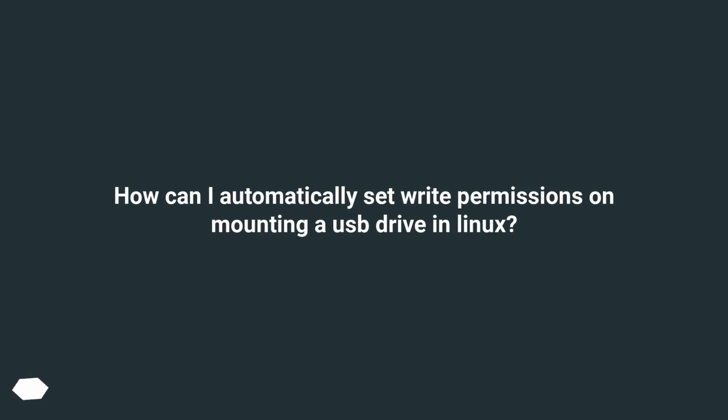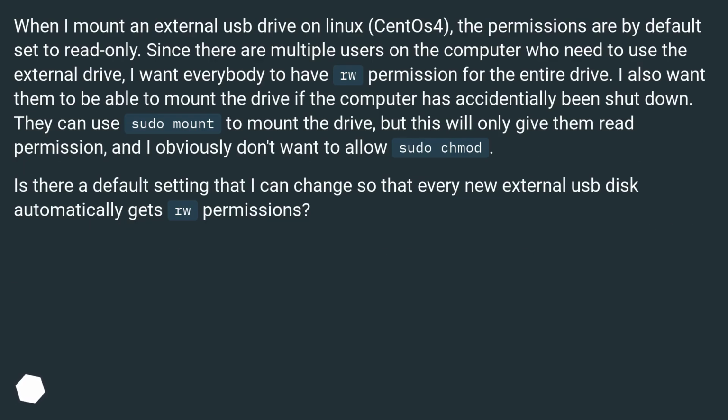How can I automatically set right permissions on mounting a USB drive in Linux? When I mount an external USB drive on Linux, CentOS 4, the permissions are by default set to read-only. Since there are multiple users on the computer who need to use the external drive, I want everybody to have RW permission for the entire drive.